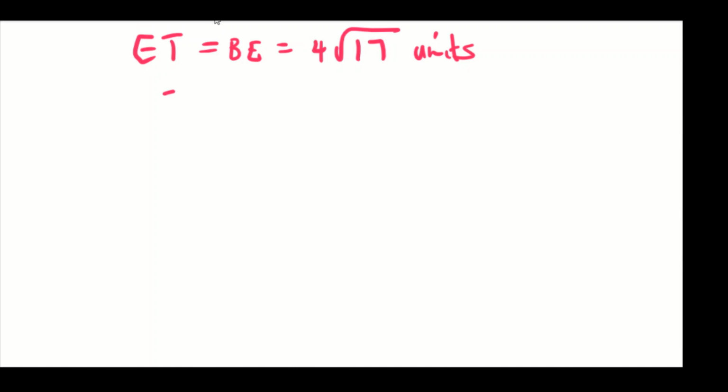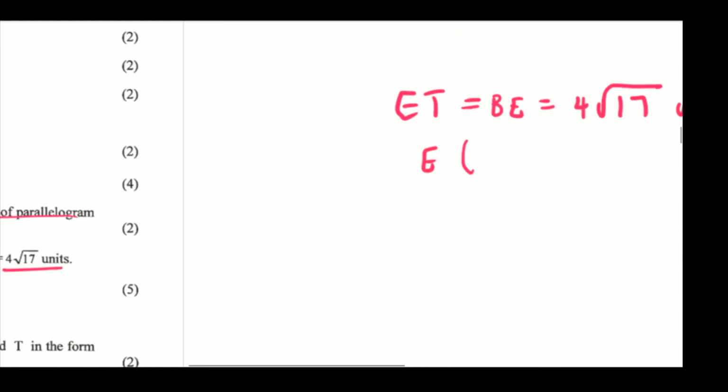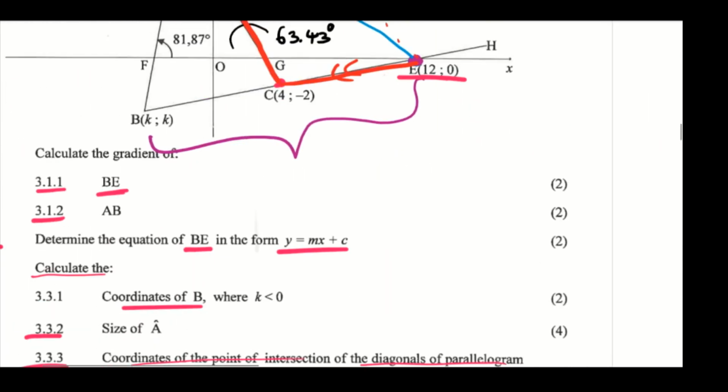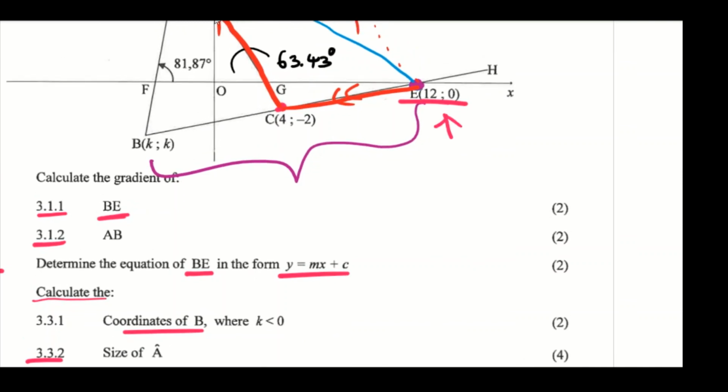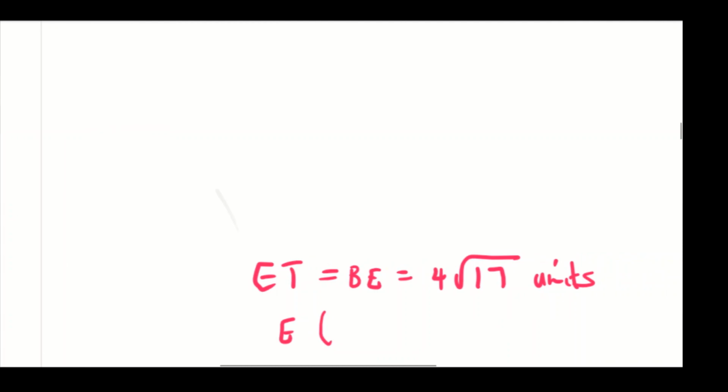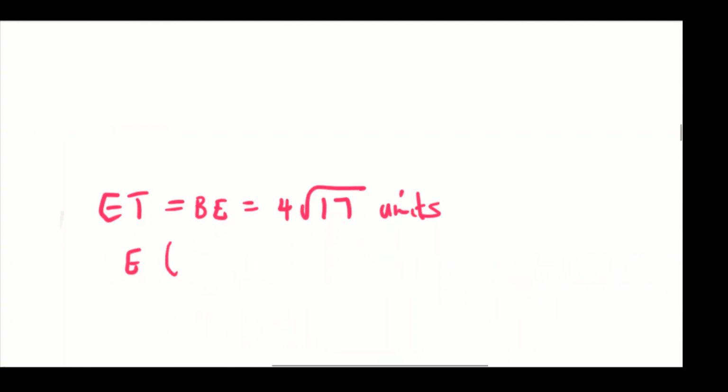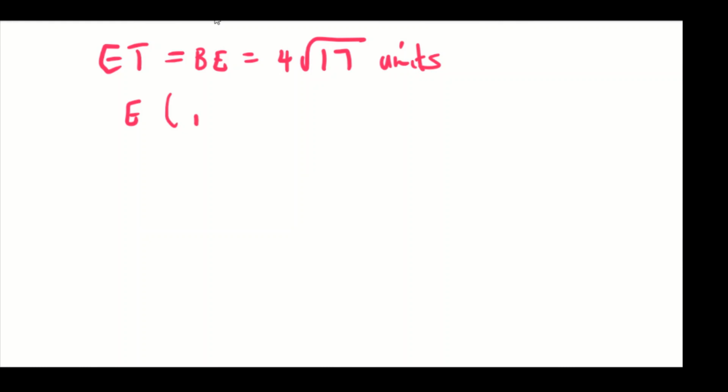So to solve this problem, we remember that ET is equal to BE, which is equal to 4 root 17 units. But E is given as, what's the coordinate for E? We are given 12 and 0, right? So this is what you're going to do. 12 and 0, so it's 12 and 0. And then for T, it's just p and p, right?